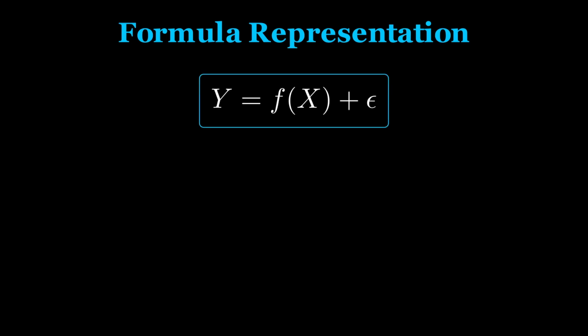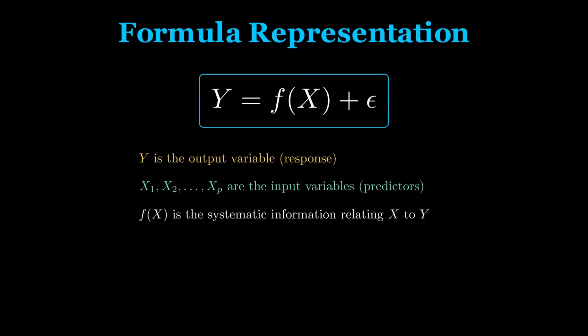A common way to represent the relationship between input and output variables is with the following general form: Y equals f of X plus epsilon. Y is the output variable, also called the response. X1 through Xp are the input variables, or predictors. f of X represents the systematic information that describes the relationship between the inputs and the output. And epsilon is the error term, representing the deviation of the observed values from the true values due to randomness or other factors not captured by f of X.